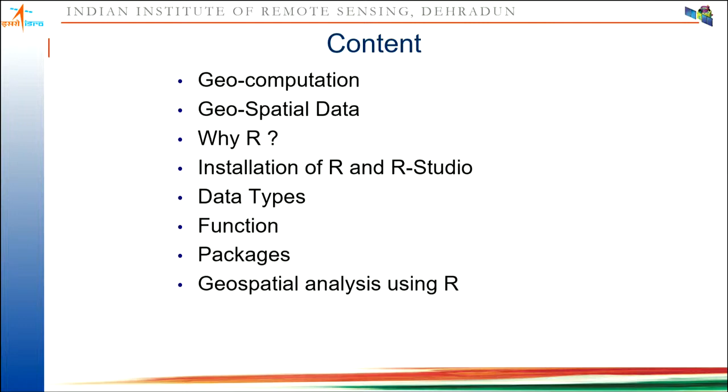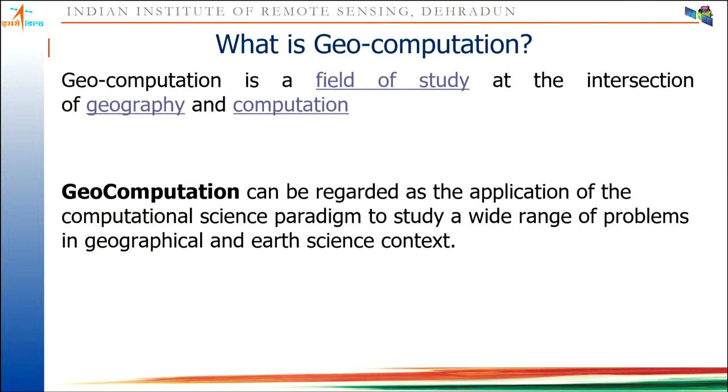So we'll start now. So first, what is geocomputation? Geocomputation is a new field and it is the study of the intersection of geography and computation. So basically what we are doing here, we are trying to do some geospatial analysis using high-end computations so that we can do some scientific research. It can be regarded as the application of the computational science paradigm to study a wide range of problems in geographical and earth science contexts.